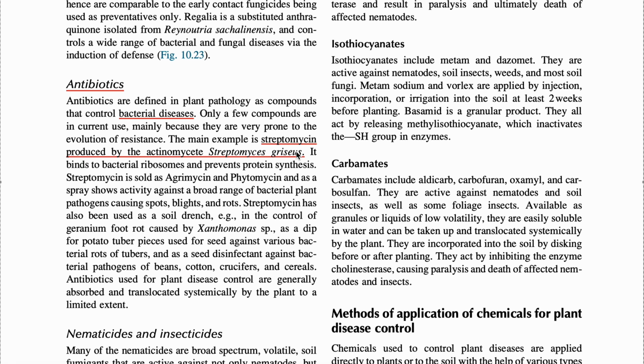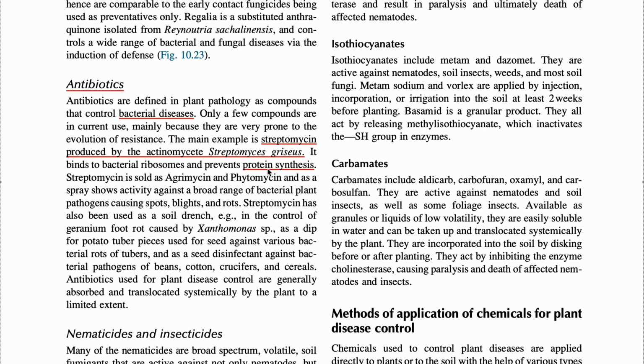Now you know streptomycin is one such example of antibiotics. Streptomyces is one such source through which more than half of the antibiotics are made, and streptomycin is produced specifically from Streptomyces griseus. It binds to the bacterial ribosome and prevents protein synthesis.